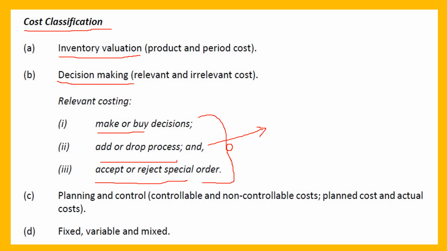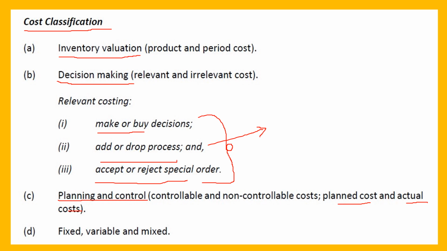Planning and control. Again, you have to arrange your costs under those that you can control and those that you have no control over. Right? So plan costs, actual costs. Plan costs are predetermined, budgeted costs, and actual, well, it speaks for itself. They are the actual costs that you would compare with the plan costs.